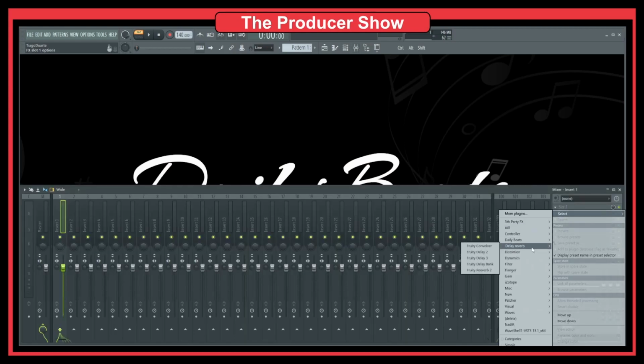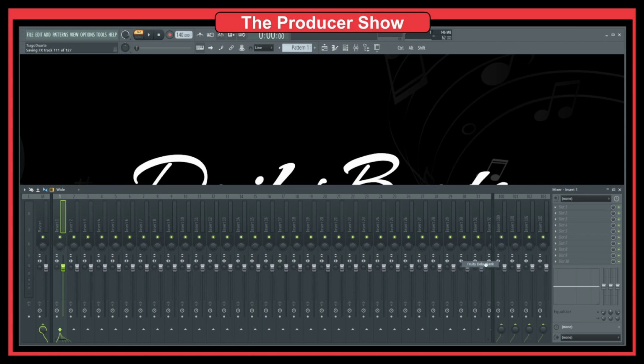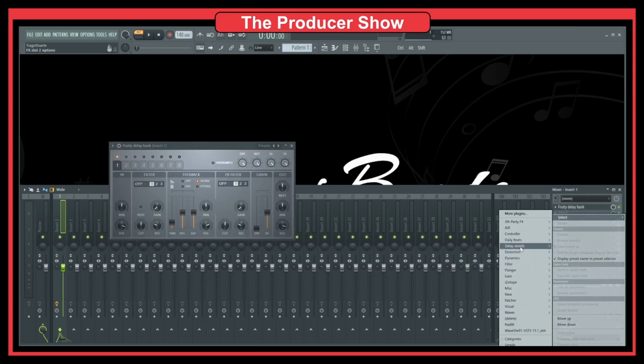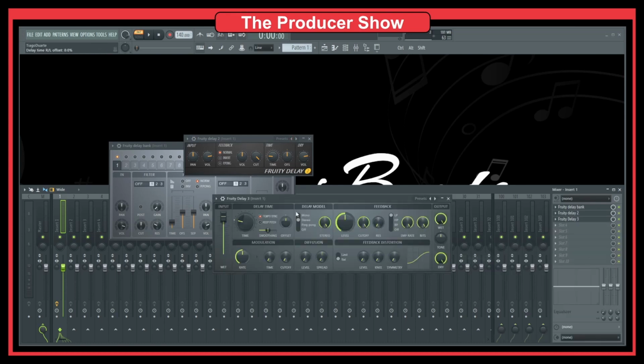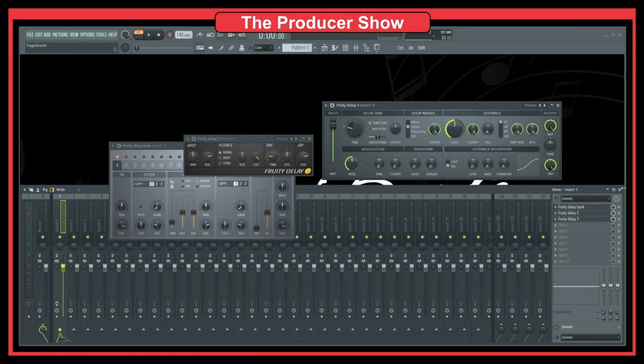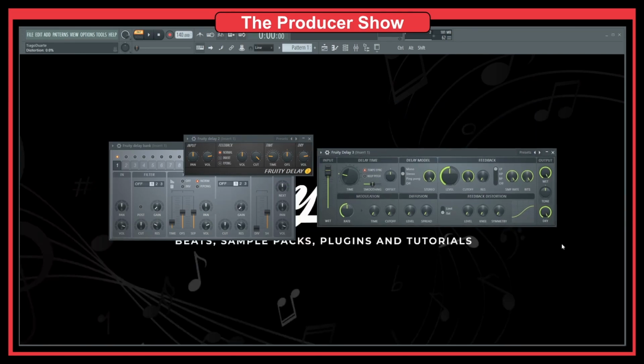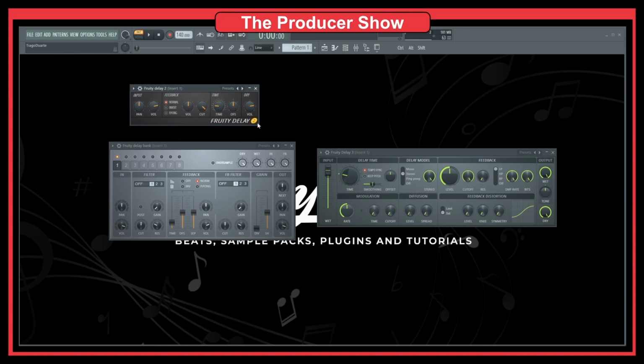So if we go here to Delay and Reverb, you see that we have Delay Bank, Delay 2, and now we have Delay 3. By the way, just to let you know what I'm talking about, this is Delay Bank, Delay 3, Delay 2, and Delay 3. Delay 3 has a more modern vibe to it, and this one here, Fruity Delay 2, is a little bit more limited. There's not too many parameters with this one.